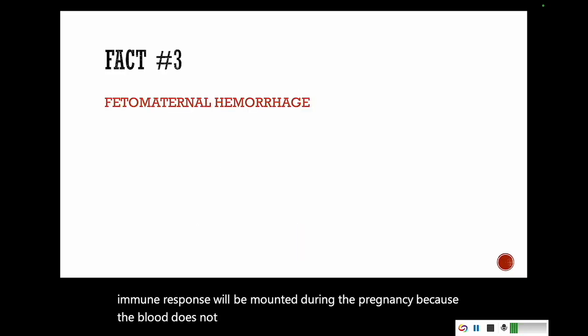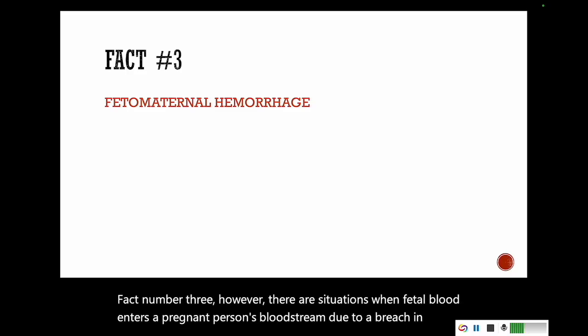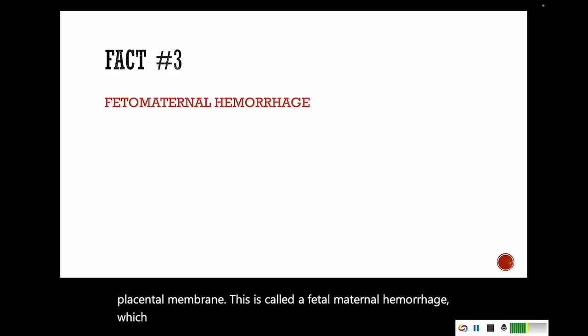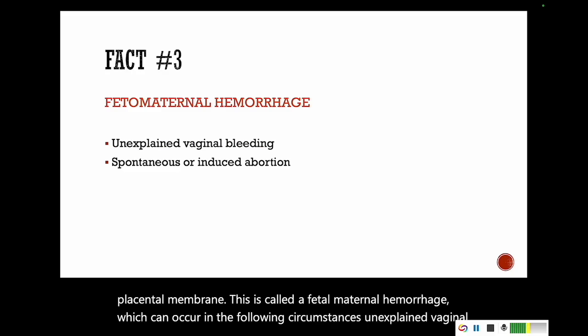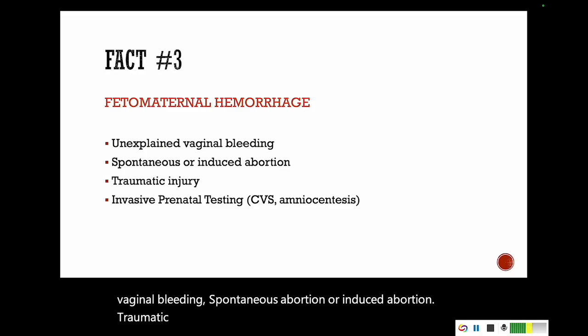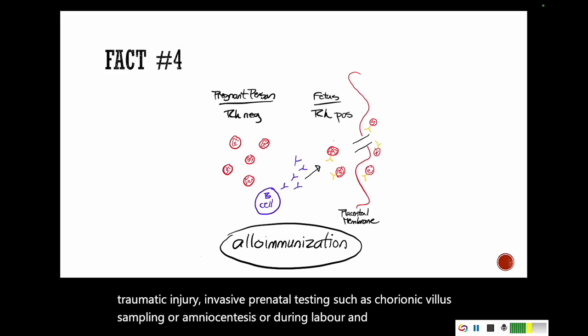Fact number 3. However, there are situations when fetal blood enters a pregnant person's bloodstream due to a breach in the placental membrane. This is called a fetal-maternal hemorrhage, which can occur in the following circumstances: unexplained vaginal bleeding, spontaneous abortion or induced abortion, traumatic injury, invasive prenatal testing such as chorionic villus sampling or amniocentesis, or during labor and birth.